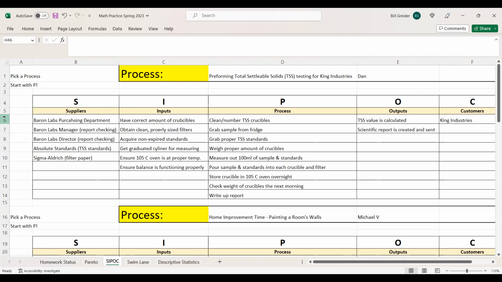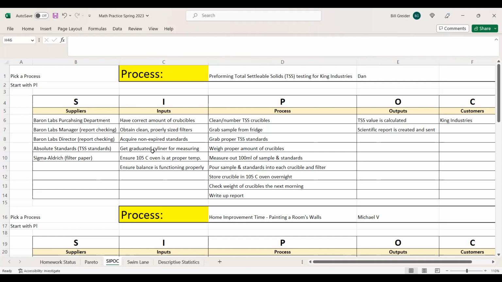And then the output is the overall goal of the test, calculating the TSS value, and this will go into a scientific report with other tests as well. The customer that will receive the report would be King. So it was helpful to break it up like this, and you kind of forget how many different departments all work hand in hand for just a simple test like this.